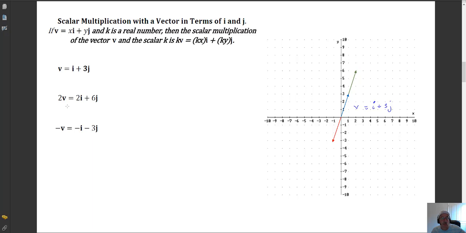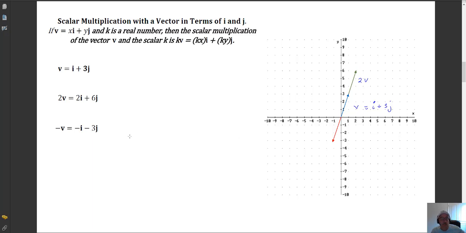And I said, well, look at what 2v would be. In other words, if I let the k number, the scalar, be 2, I just doubled this vector here. So I multiplied i + 3j times 2, and I got 2i + 6j. All right, so I think y'all can see from the origin here that if this is vector v, the scalar just doubles it in size, 2v.